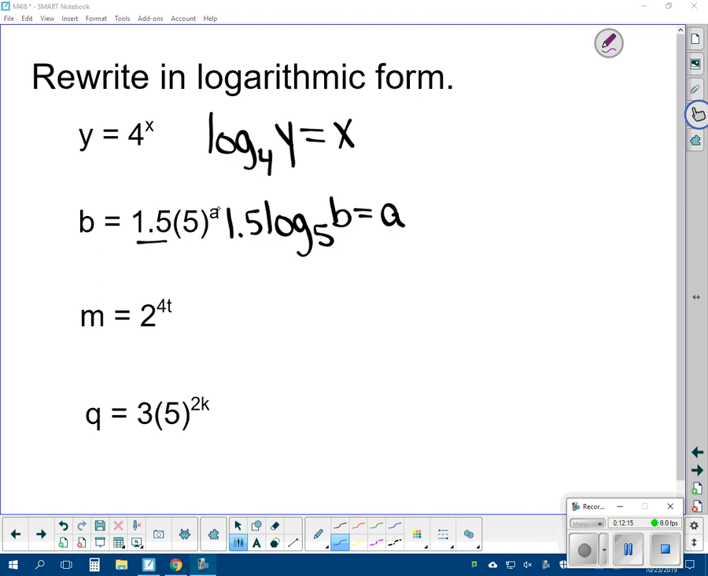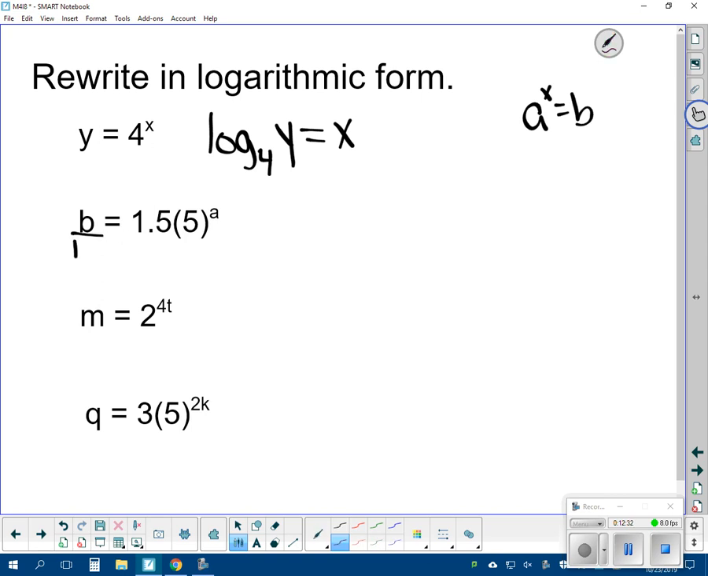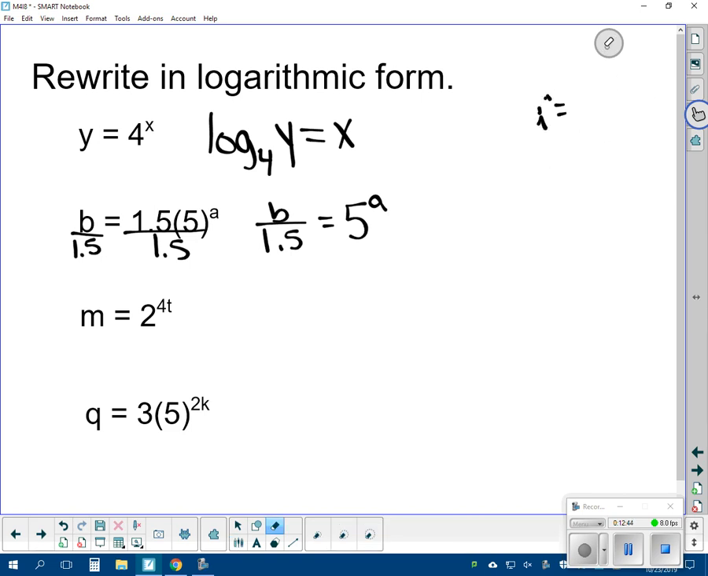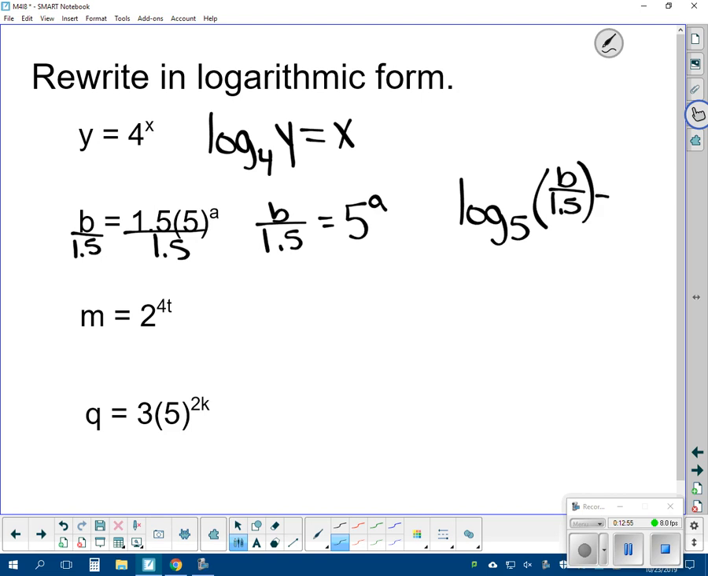For that second one, that's actually not what you want to do. In order to change it into logarithmic form, you got to do something first. You need to get it into the form a to the x equals b. So you got to divide by 1.5 first. So b over 1.5 equals 5 to the a. Sorry about that. I knew that didn't feel right. That's why I looked it up. So it would actually be log base 5, but it's of what? B over 1.5 equals a.